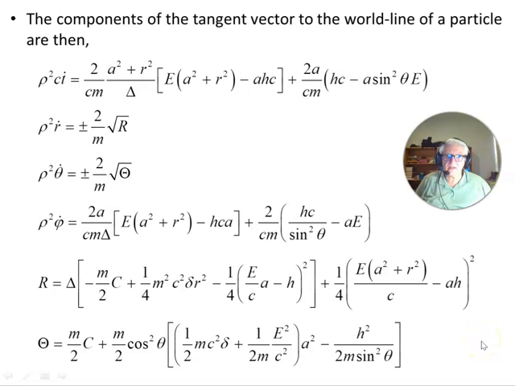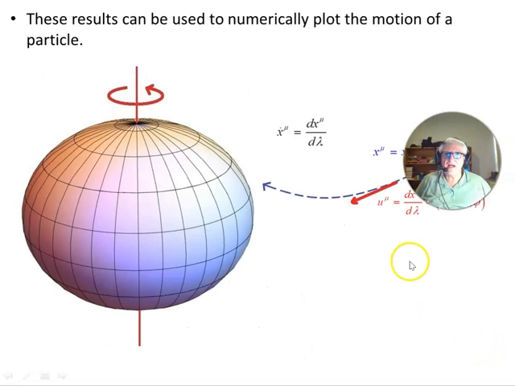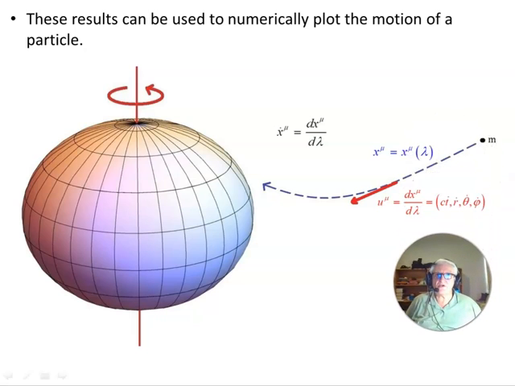And I think that's it. I think that was the last slide. So these results can be used to numerically plot the motion of a particle, because we have these components here. And so we could plot this geodesic, or the spatial part anyway. And I think that's what I have.